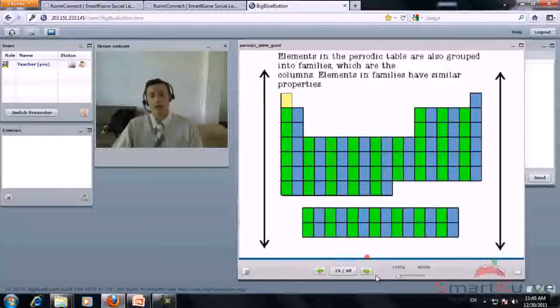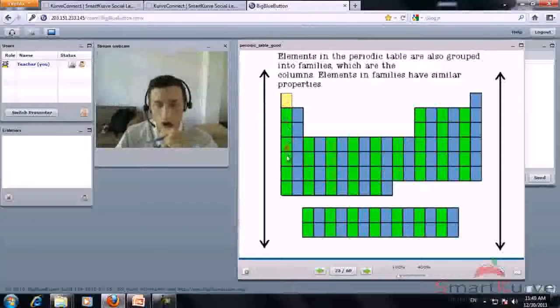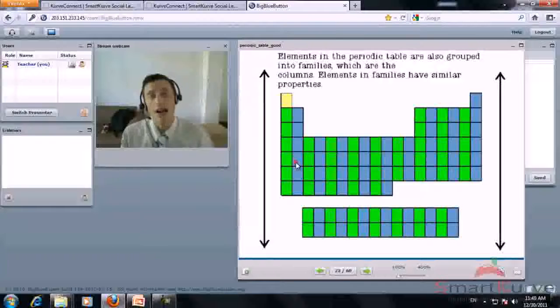Here, slide 23, elements in the periodic table are grouped into families, which are columns. Elements in families have similar properties. And the reason that they have similar properties is because elements in these families are always going to have the same number of valence electrons. They're going to have the same number of electrons in that outer energy level.